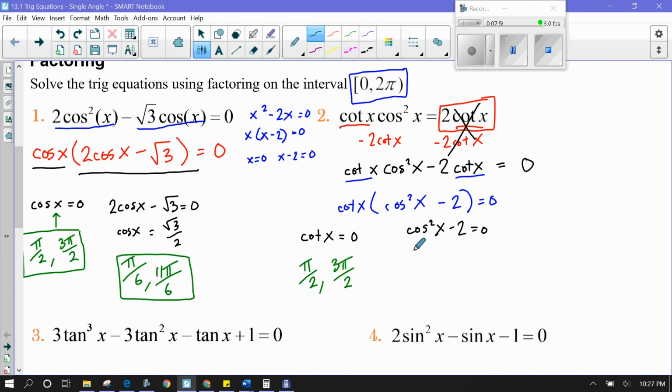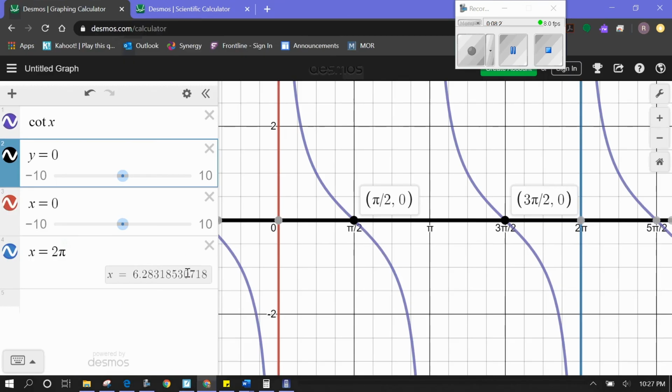So I can add 2 over to the other side, and then in one step I will go ahead and take the square root of both sides. So I should get plus or minus square root of 2. Now, there's actually a little problem with solving this equation. I want you to see if you can figure it out before I tell you right now.